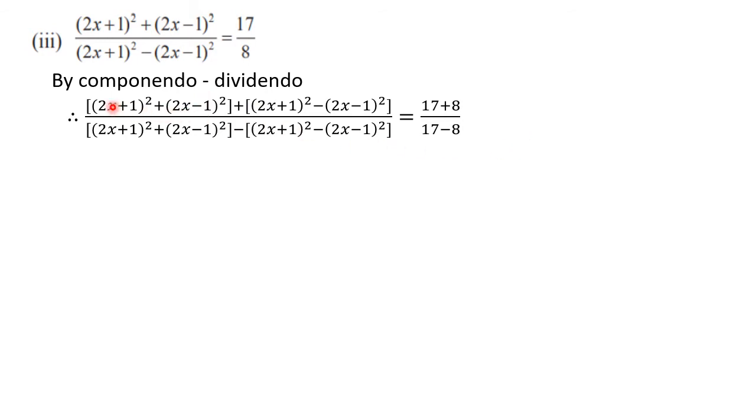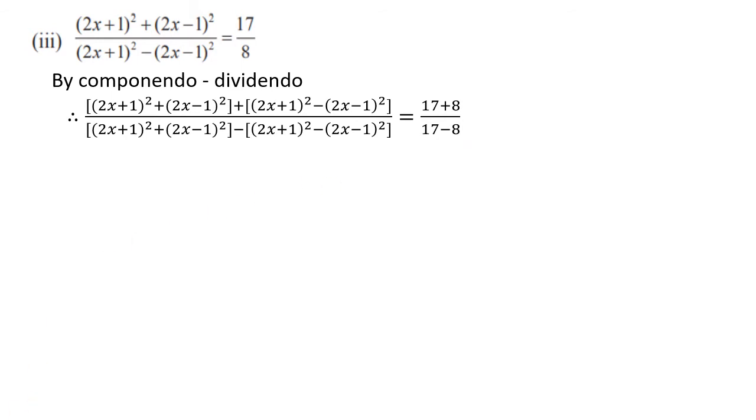As I have said, in the first square bracket you will write the numerator, both the places, up as well as down. Then plus and minus sign, then again the square bracket, and then you will write the denominator. These two brackets are exactly equal. These two brackets also are exactly equal, only they differ by plus and minus sign, which is the property of componendo and dividendo. Similarly here we did 17 plus 8 and 17 minus 8.